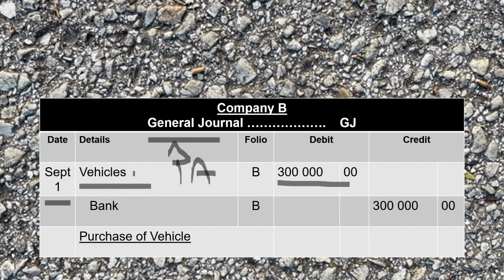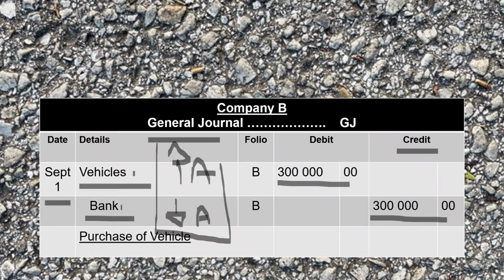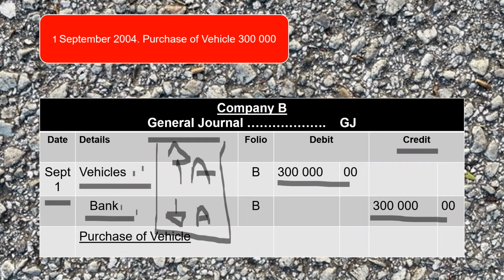The date was September the 1st. And bank is credited because this was purchased cash. And bank is an asset, which is a decrease in assets. And the rule says decrease in assets, one must credit the bank account. So this records the purchase. Vehicles was debited and bank was credited. Kind of like an asset swap. Cash for vehicles. That's recording 1st of September 2004. Purchase of a vehicle, $300,000.